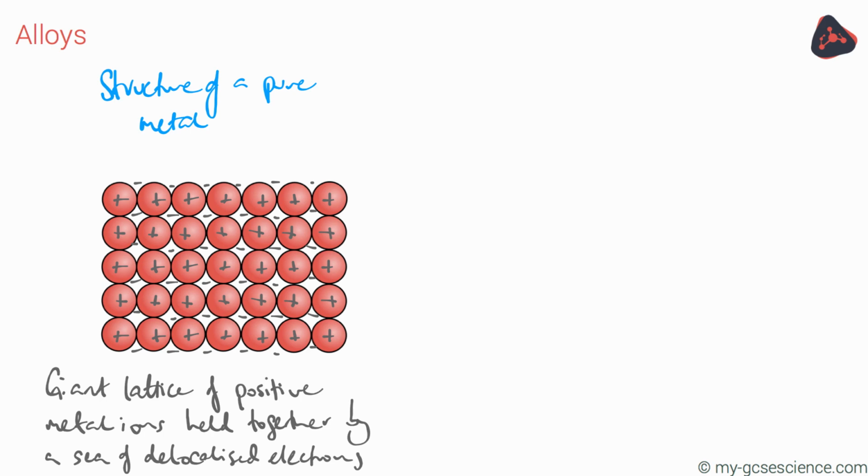So a lot of metals that we use in everyday life are actually alloys, and you may remember that an alloy is a mixture of a metal and another substance. The other substance may be another metal, or it could be another element, normally carbon.